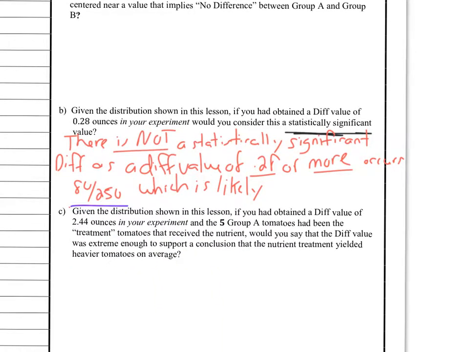So given the distribution shown in the lesson, if we had obtained a diff value, a difference of 2.44, okay, for the tomatoes experiment, would we say that the diff value was extreme enough to support the conclusion that the nutrient treatment yielded heavier tomatoes? So what they're saying is, is it statistically significant? Is it statistically significant enough where we can say, yeah, it's heavier tomatoes?